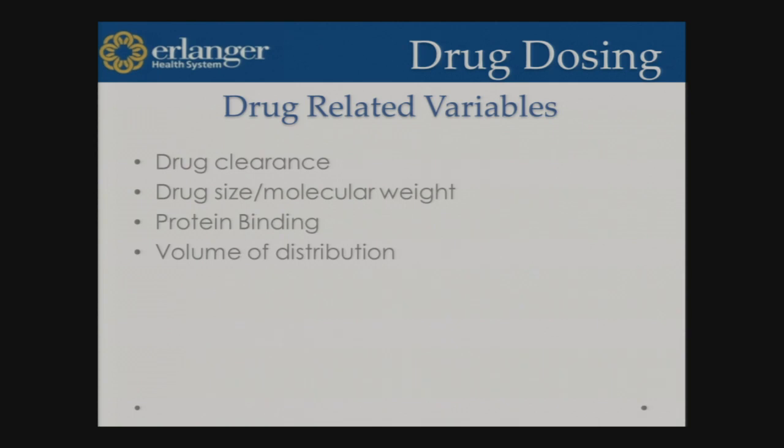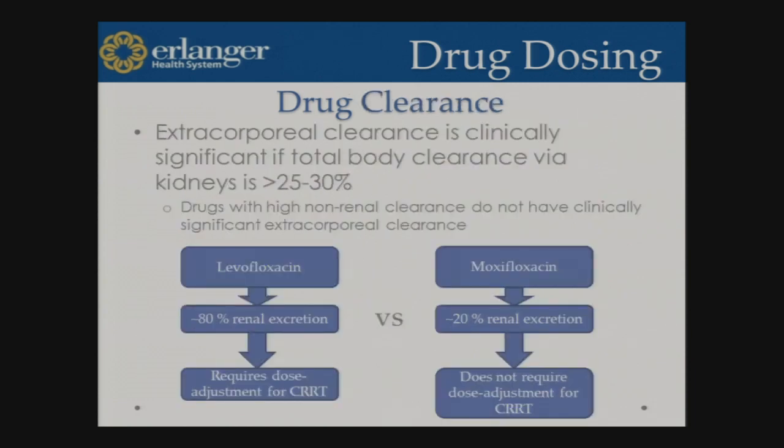There are drug-related variables and CRT-related variables that are going to affect how we dose drugs. The drug-related variables that we'll talk about are the clearance, the drug size or molecular weight, and then protein binding and volume of distribution. If the drug is cleared by the kidneys and greater than 25 to 30% of the drug is cleared by the kidneys, then you would expect that the extracorporeal clearance by CRT would be significant. Drugs with high non-renal clearance are not going to have clinically significant removal from the CRT.